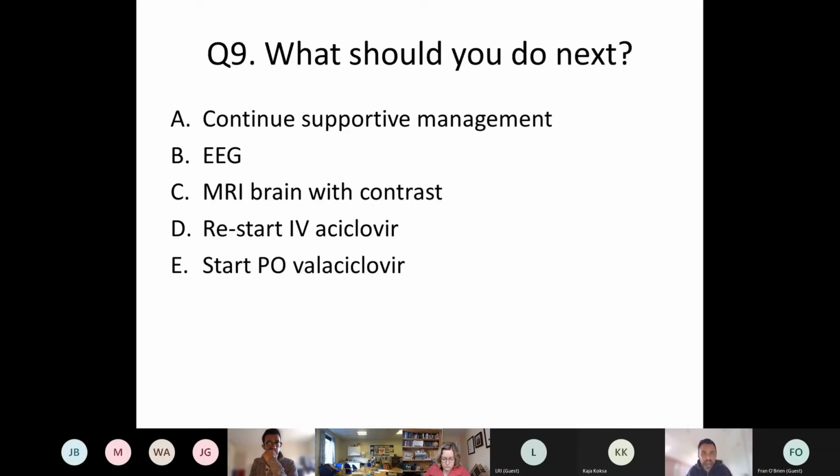Would you continue supportive management? Would you think about encephalitis, do an MRI brain, an EEG? Would you restart the IV acyclovir? Would you give oral valacyclovir? And I guess this sort of comes down to what you know about HSV infection. I'm going to say no, people don't know a huge amount.